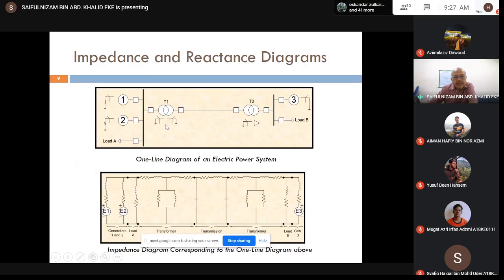Okay, you can see here the one line diagram of a typical power system, which consists of a symbol for each component. 1, 2, 3 is for the generator. This one is the passive load, load A, load B. It's a bus bar, and this is the symbol for the transformer T1, the primary and secondary connection, star connection, solidly grounded.